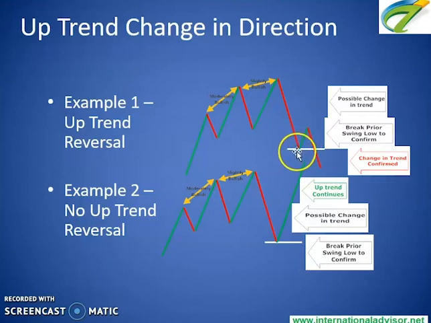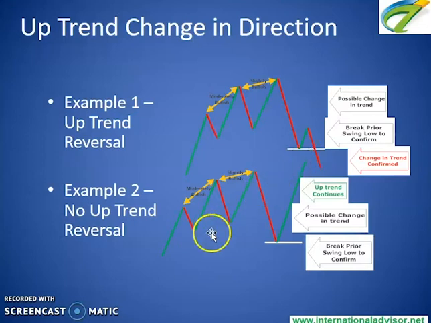But yet we cannot say the trend has changed till here. We can say there is a possible change in trend based upon this. Once the market starts moving up, then we set the rule: if this low is broken, then we can say the change in trend is confirmed. This is how we save ourselves from some of the dodgy moves.